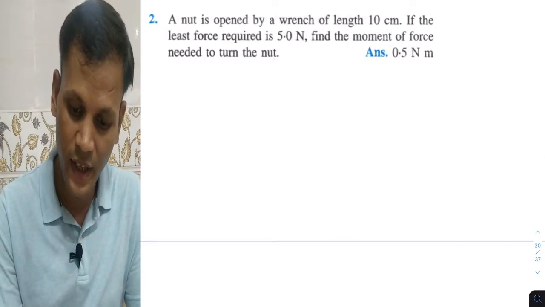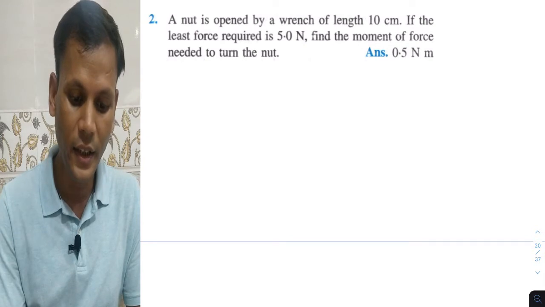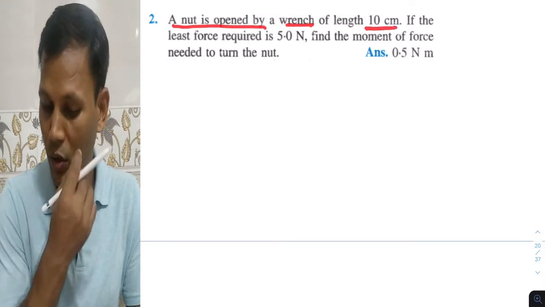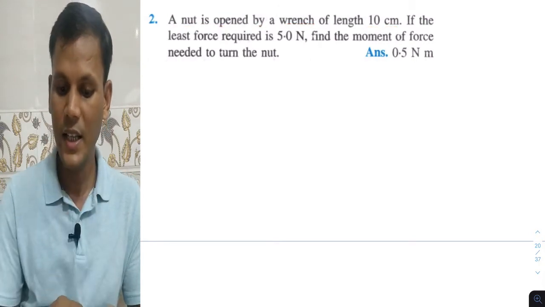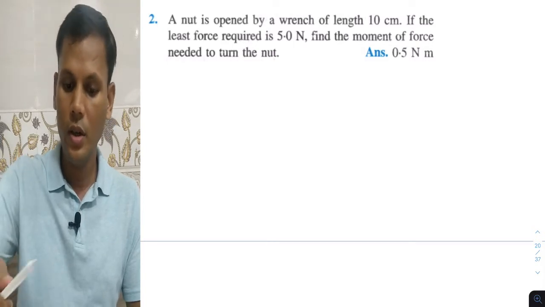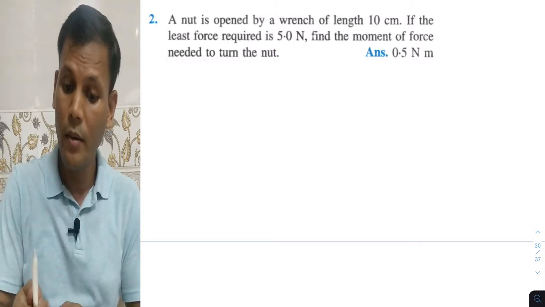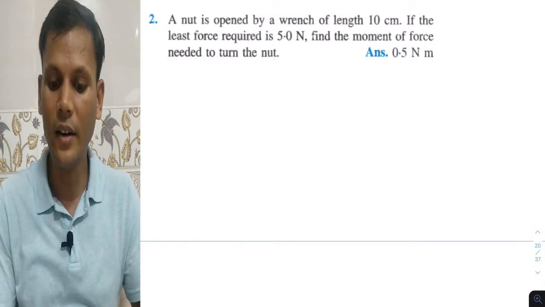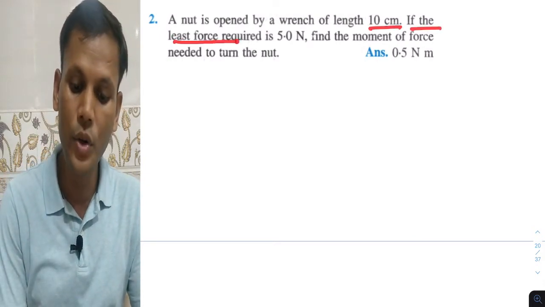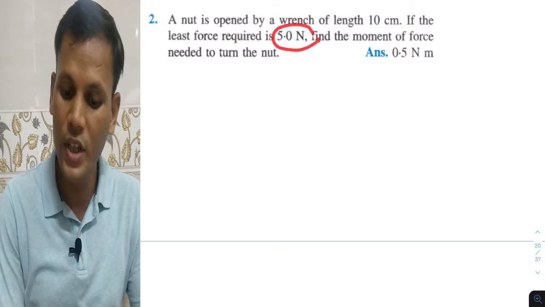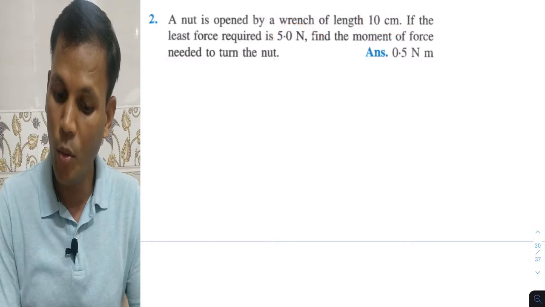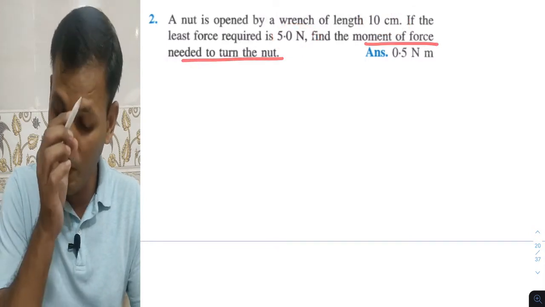Second sum, we will read the question. A nut is opened by a wrench of length 10 centimeter. Now this length will act as the moment arm, that is R, since the nut is opened by a wrench. If the least force required is given, and R, the moment arm, is given, find the moment of force.